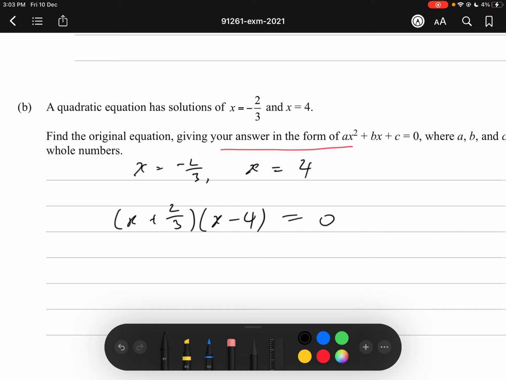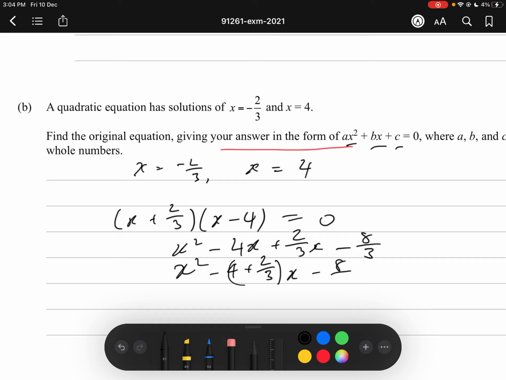Now all we need to do is expand out these two brackets and we'll clearly see our a, b, and c values. If we expand out, we'll get x squared minus 4x plus 2 over 3 x minus 8 over 3. In this case, we can simplify this a little bit. So we have x squared minus 4 plus 2 over 3, x minus 8 over 3.